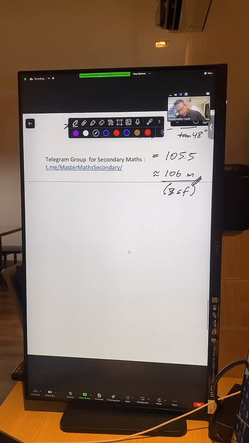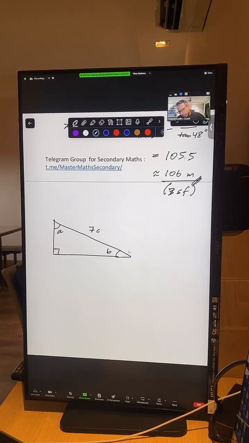Say now I have a triangle, and my triangle is a right angle triangle. For a triangle, we have 3 angles in total. Let's say I call this A, I call this B. Say this side is 7 cm, and then maybe this side is 5 cm.